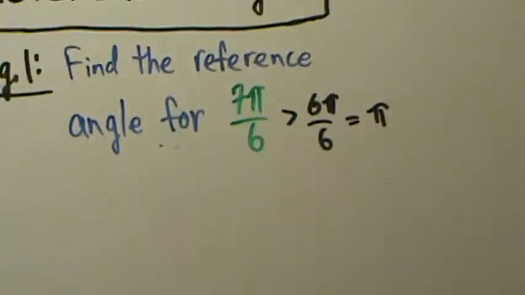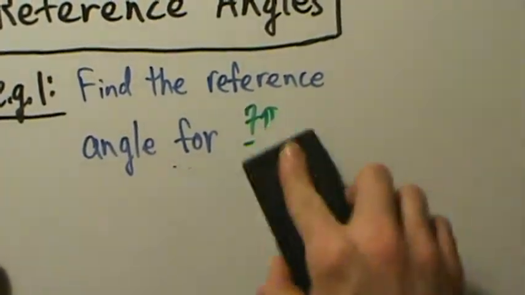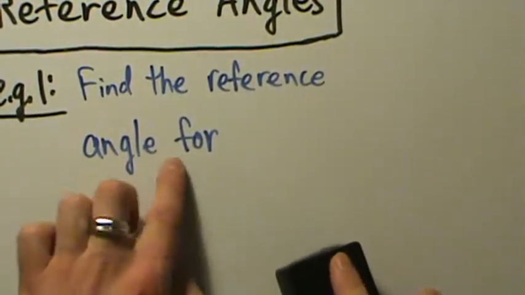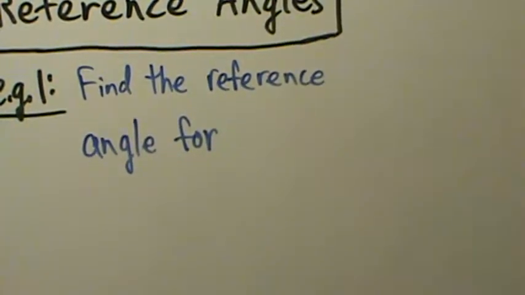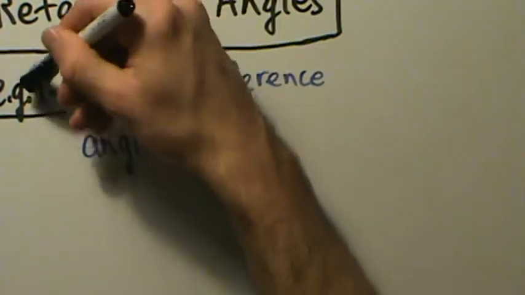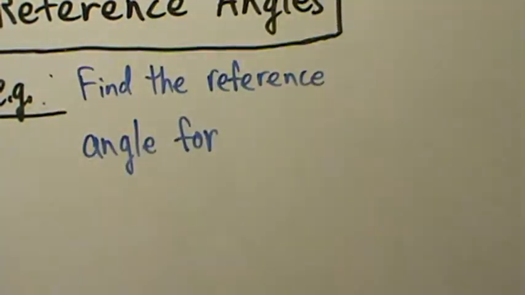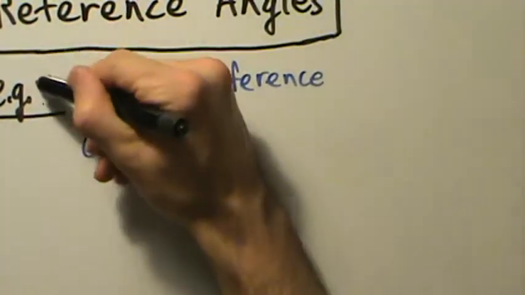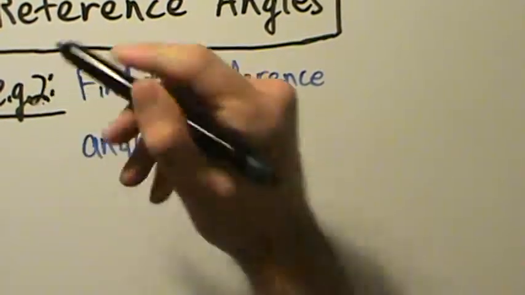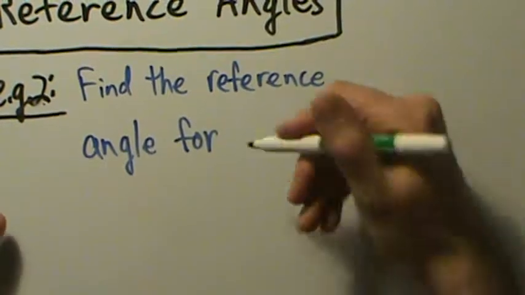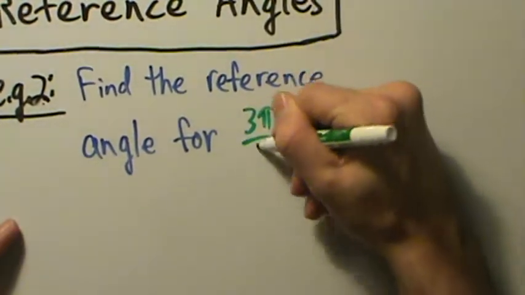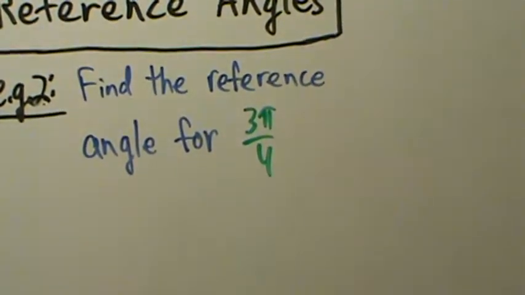So let's do example 2. But again, we don't want to just straight up memorize that. We want to know how to do this. So what we want to do is first ask ourselves, is the given angle between 0 and 2 pi? And if it is, then draw the picture and then just use the picture and go from there. So find the reference angle for 3 pi over 4.